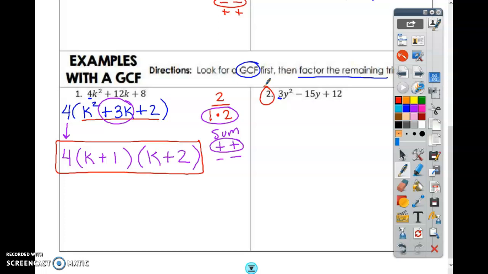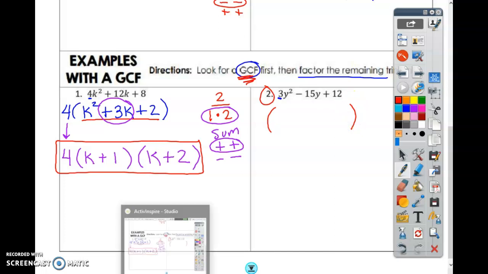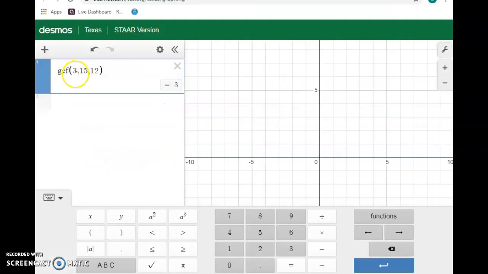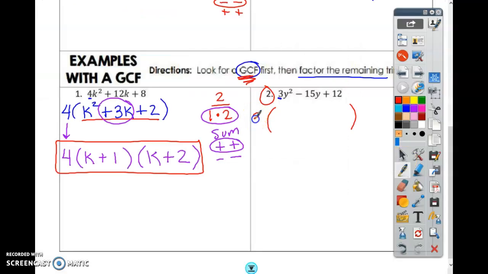So take out a greatest common factor first. And then factor it out like we did yesterday and today. Pause the video now. Okay, so you need to do the greatest common factor of 3, 15, 12 in decimals, because I need to know what I'm going to take out, right? So when I put GCF of 3, 15, and 12, it says that I can take out a 3 from all of them. I can divide all of them by 3, right? So I'm going to write a 3 on the outside.